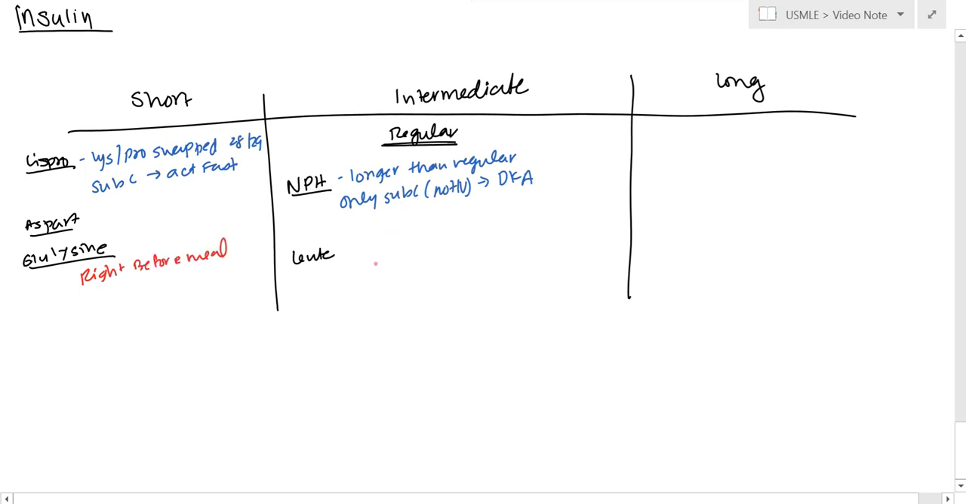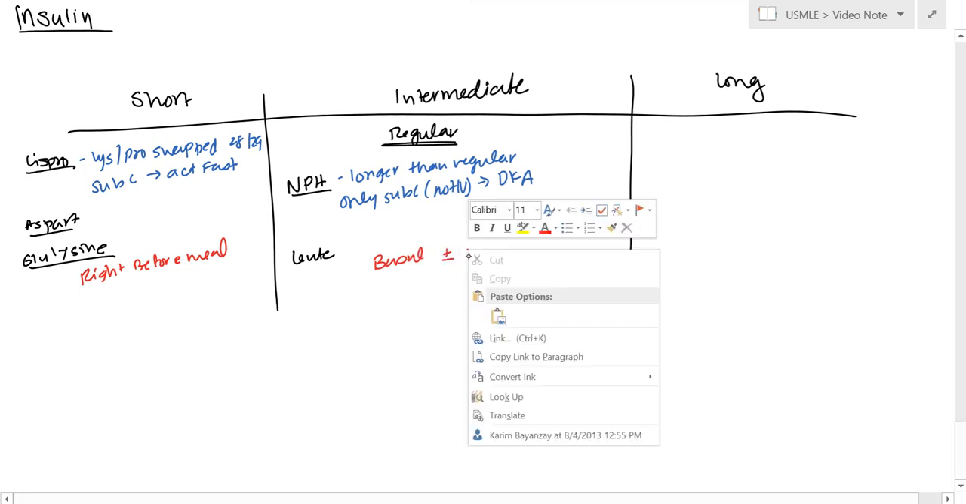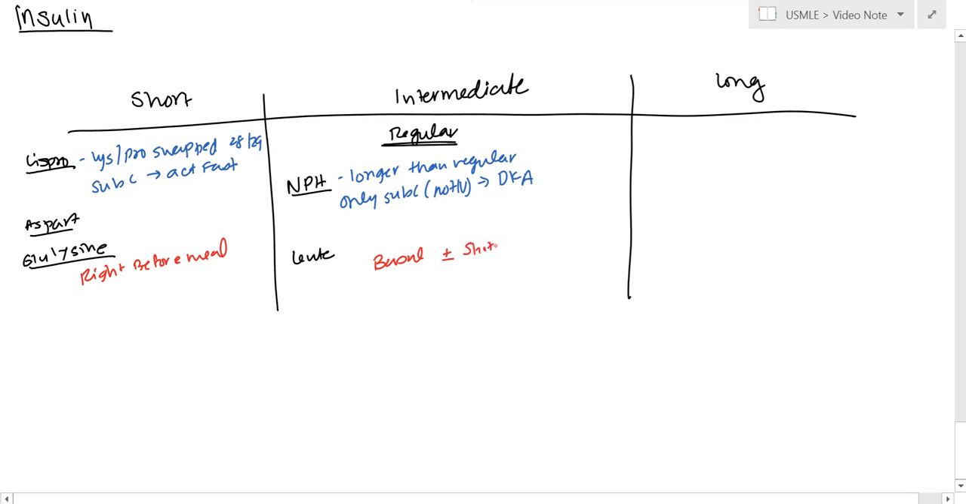The intermediate ones are more for basal support, and it can be taken with or without a fast-acting, short-acting insulin. It just depends on the patient. The long-acting insulin, we're going to have Glargine and Detemir.